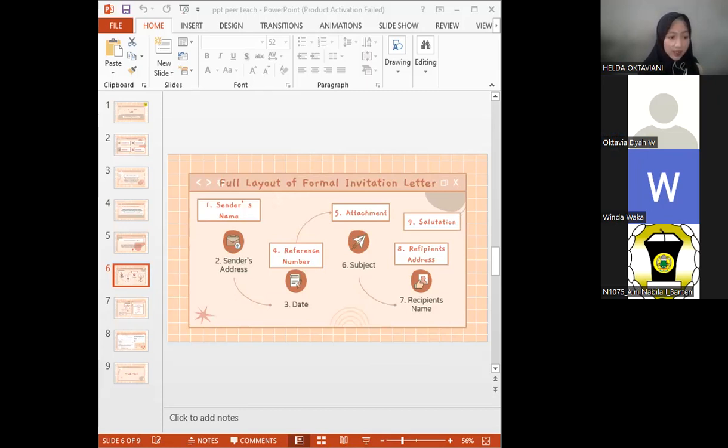And the last one is the salutation. For the salutation, we can use Dear, or Madam if you don't know the name of the representative. For example, Mr. Smith or Mrs. Anna.